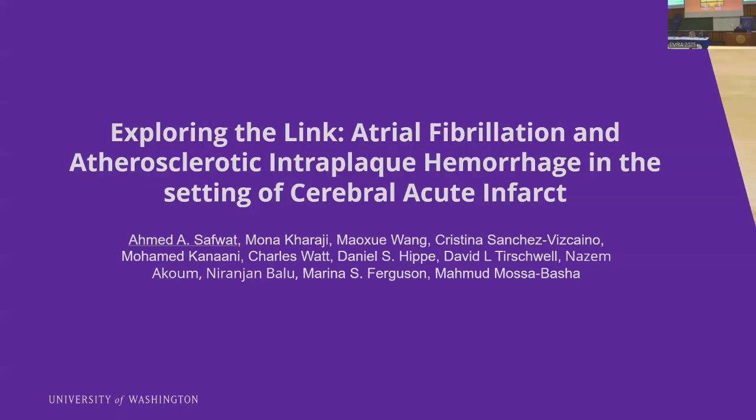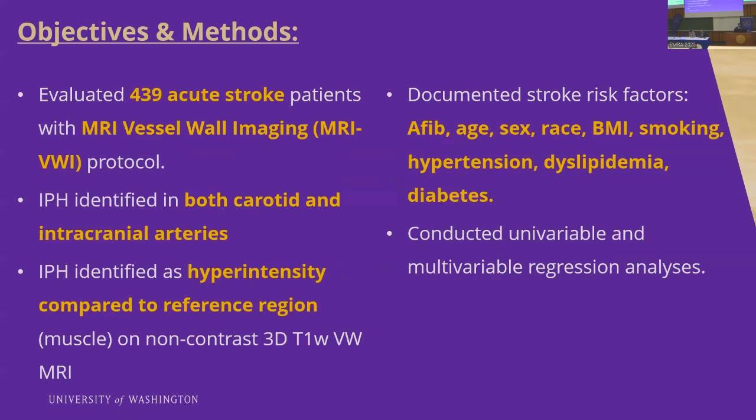Today, I'm going to talk about exploring the link of atrial fibrillation and atherosclerotic intraplaque hemorrhage in the setting of acute stroke. We first ask ourselves, is there really a coexistence between IPH and atrial fibrillation? We evaluated 439 acute stroke patients with the MRI vessel imaging protocol, with IPH identified in both carotid and intracranial arteries.